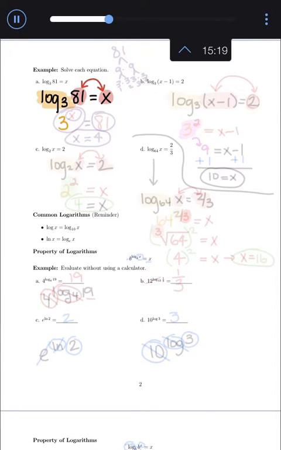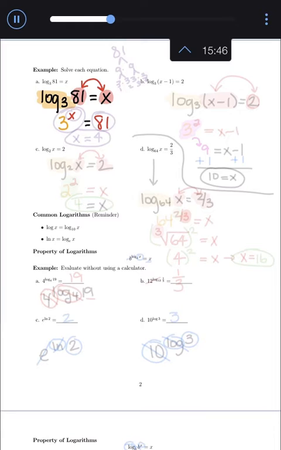So that means the x will actually go on the left and will become the exponent on the 3. And this will now equal the 81, which will move to the other side. Now this becomes a question that we need to answer. 3 to the x equals 81. It's asking, what do I need to raise 3 to give me 81?